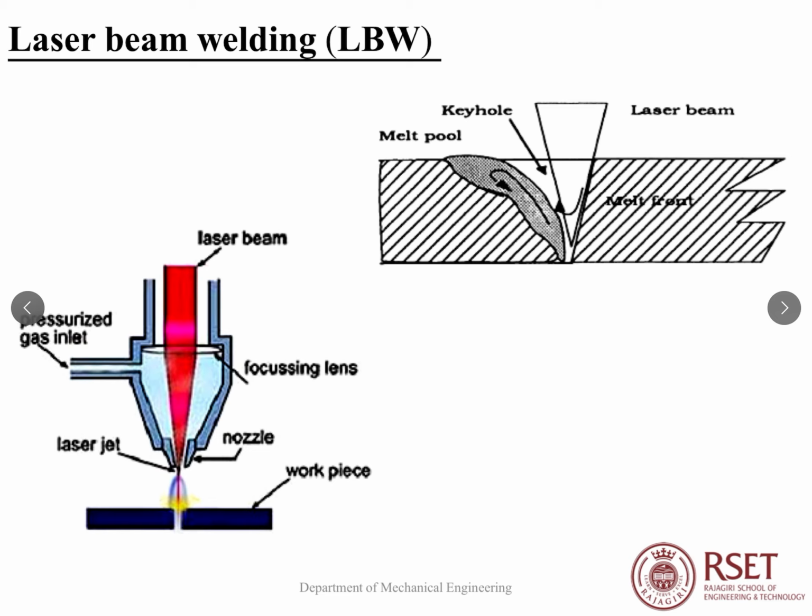Here we can see the image: a laser source, the workpiece, then a nozzle through which a jet of laser is coming, and then we have an inert gas source also.